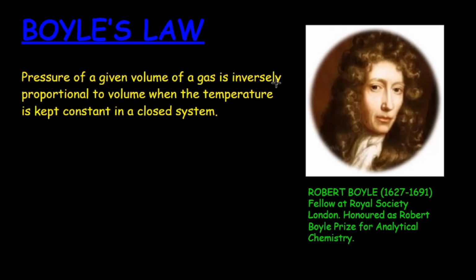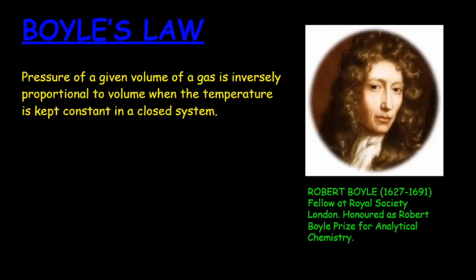According to Boyle's law, the pressure of a given volume of a gas is inversely proportional to the volume when the temperature is kept constant in a closed system. The volume of a gas is affected by changes in pressure, temperature, and number of moles. So in order to find the effect of pressure changes on the volume, you have to keep the temperature and number of moles constant. Therefore, Boyle's law shows that the temperature and number of moles must be constant in order to determine the effect of changes of pressure on the volume of a gas.